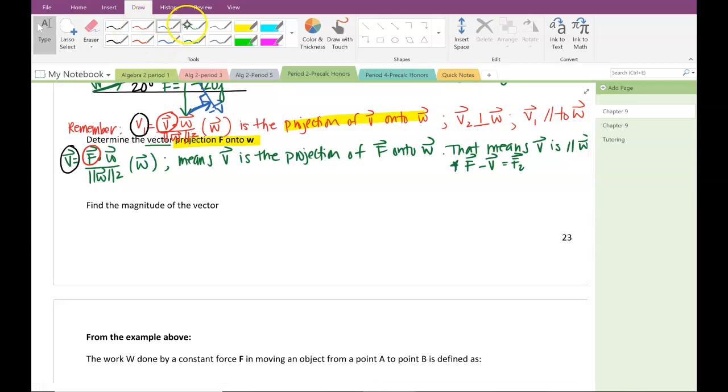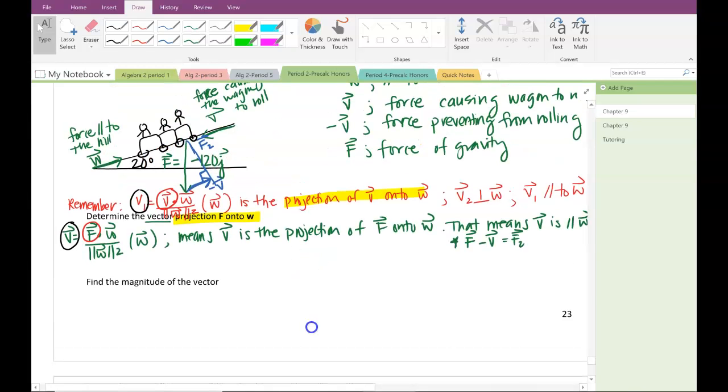The dot product requires us to have vector F, which we do, negative 120 in the j direction. It will also require us to have vector W. Well, vector W, it's over here. W equals, we don't know the radius, so we're just going to use the unit vector, which is cosine of 20 degrees in the i direction, plus sine of 20 degrees in the j direction, just like that.